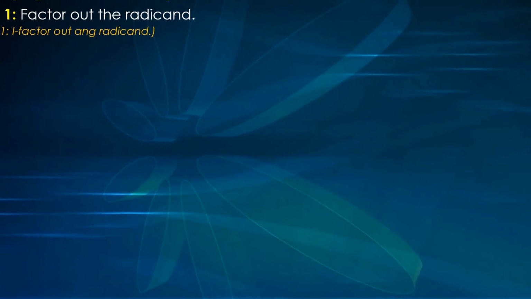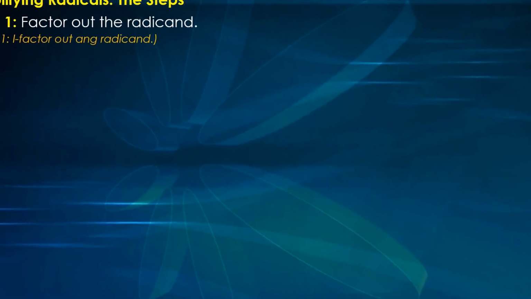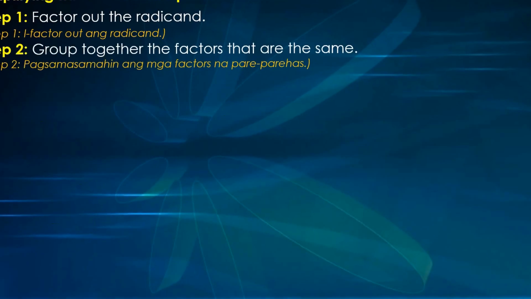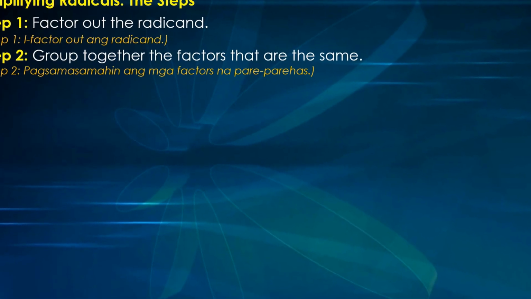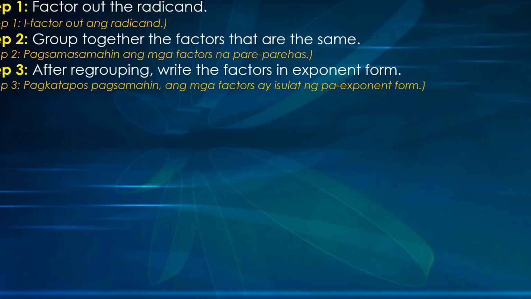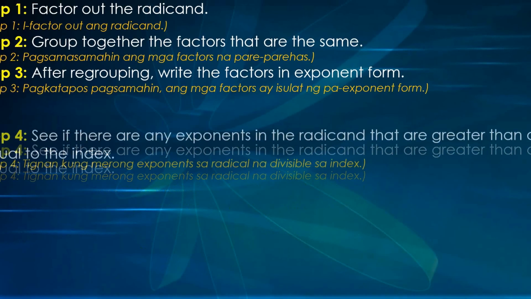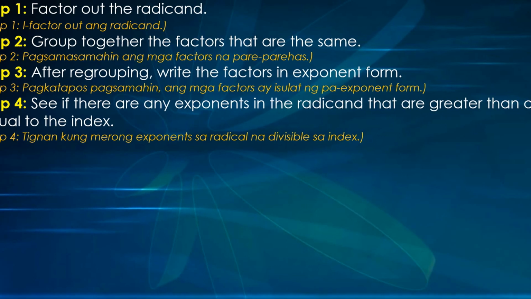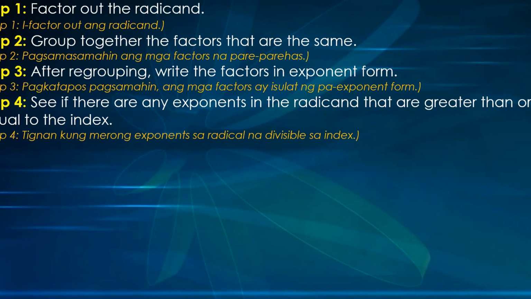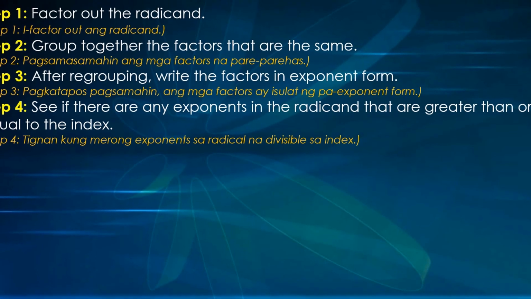Now, we will tell you the steps on how to simplify radicals. In order to simplify radicals, one must do the following. Step 1. Factor out the radical. Step 2. Group together the factors that are the same. Step 3. After regrouping, write the factors in exponent form. Step 4. See if there are any exponents in the radical that are greater than or equal to the index.